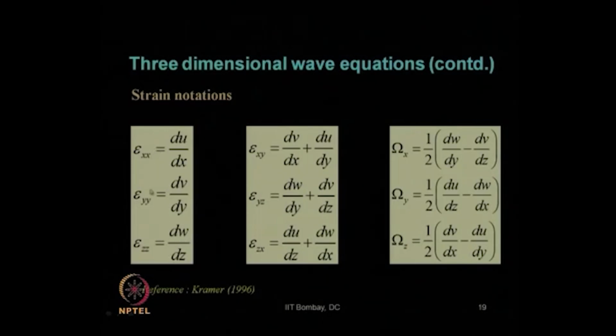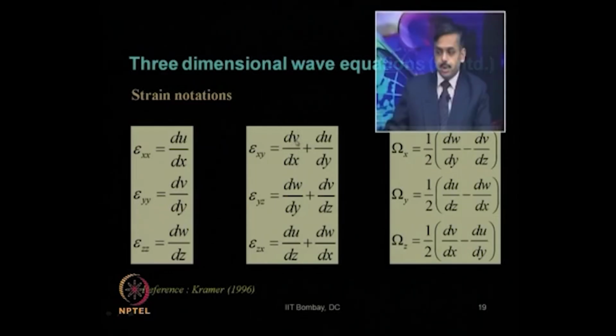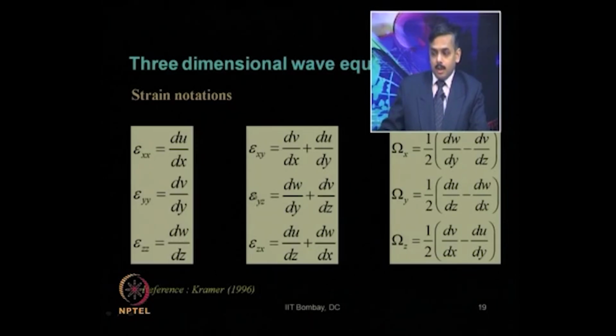These are the normal strains. What are the shear strains? These are the shear strains: epsilon x y is del v by del x plus del u by del y, epsilon y z is del w by del y plus del v by del z, epsilon z x is del u by del z plus del w by del x. And what are the torsional strains? Torsional strains in x, y and z directions can be represented by these equations.